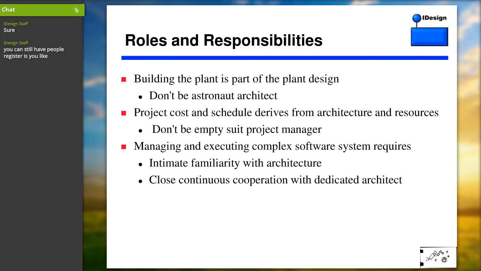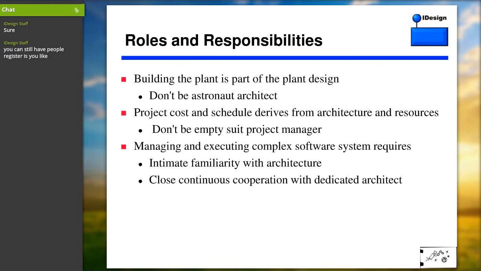The flip side for the project managers in the room is that the project cost and the schedule are always derived from the architecture and the resources. Don't be an empty suit project manager that thinks that you can commit to a schedule and a cost and then shove some kind of architecture and system into it, because that's never going to work.